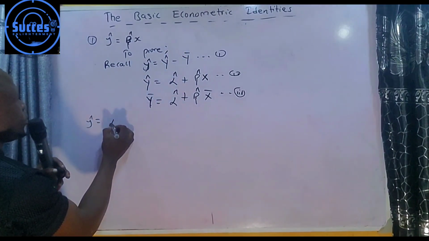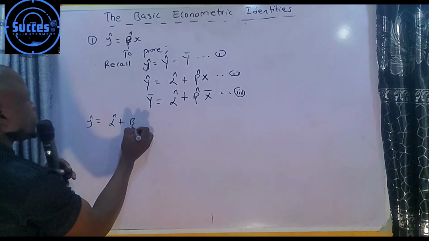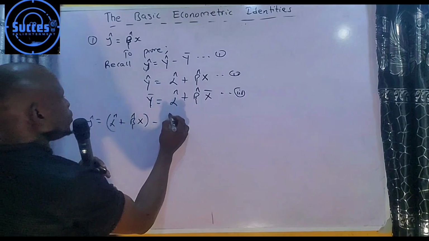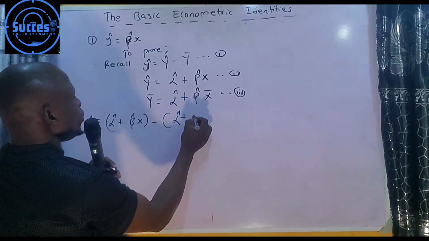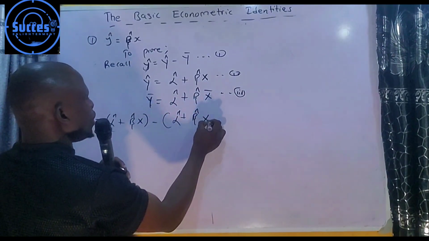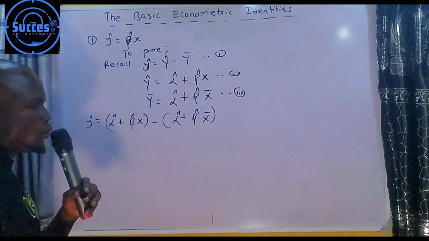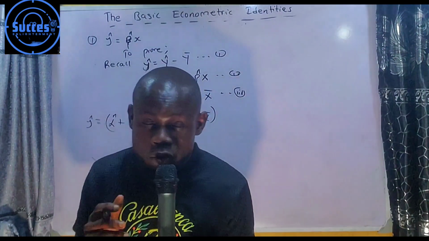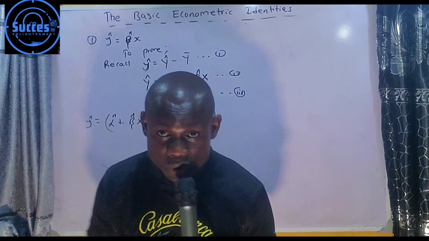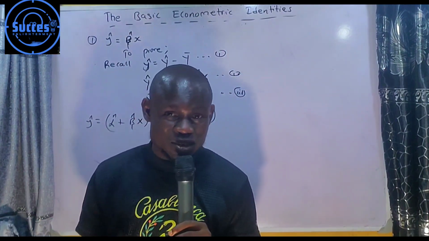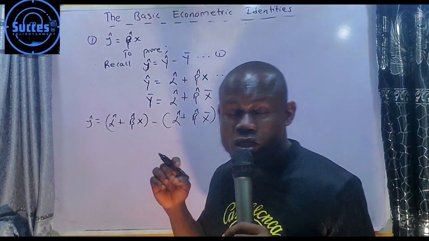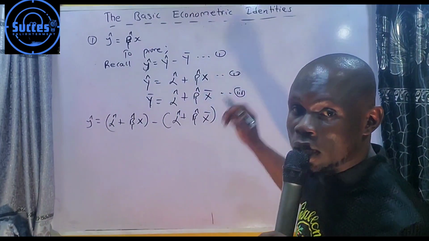Alpha cap plus beta cap, capital letter X, minus alpha cap plus beta cap X bar. Don't forget to first put this in brackets. The minus sign you see there is enough to confuse a lot of students. So do not make the mistake. Be careful whenever you see a minus in any of your mathematical, statistical, or econometrics work.